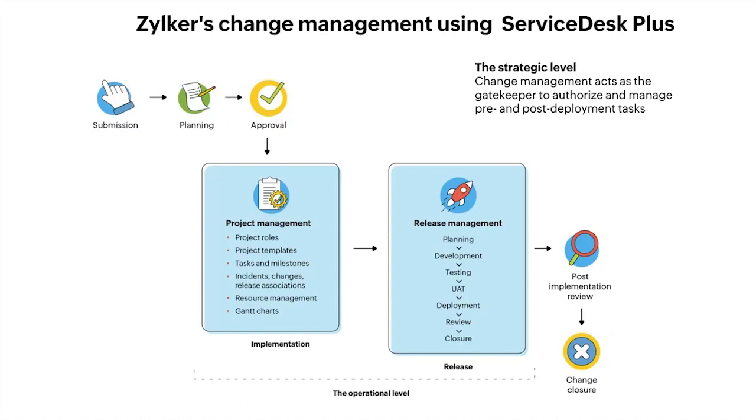They are going to delegate responsibilities using their project roles. They are going to set up milestones and tasks under these milestones so that they are properly done, and also associate any changes or incidents that have been caused by this implementation and so on. And they can also track and manage their resources better with resource management and Gantt charts.